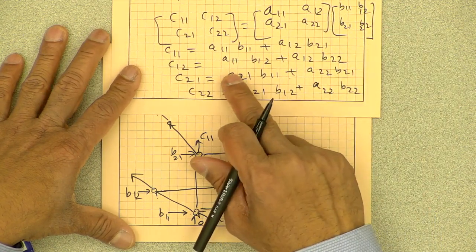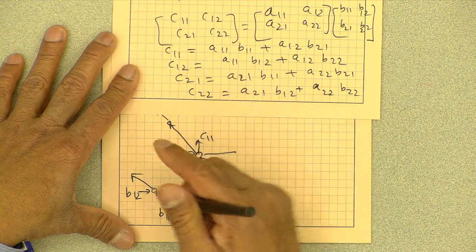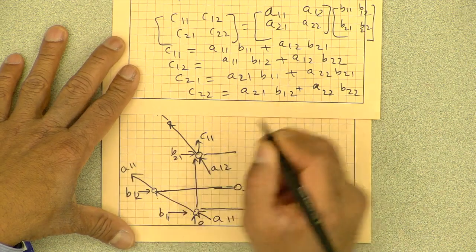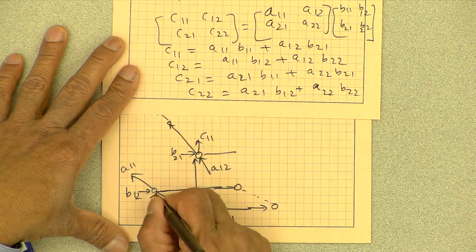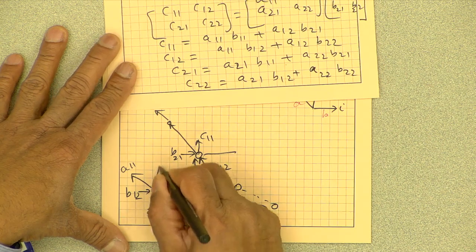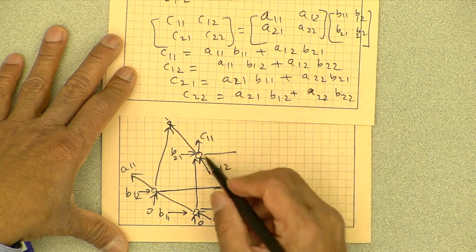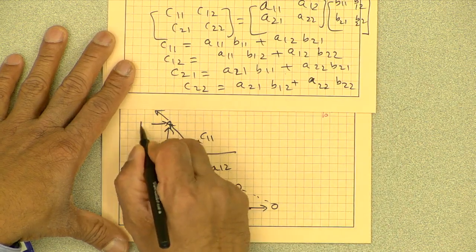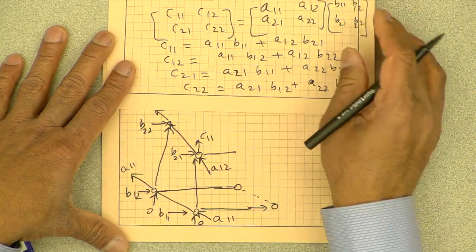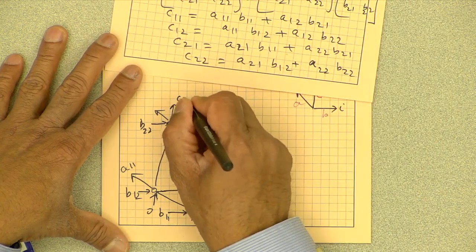Okay. C12 is A11. So this is A11 going this way times B12, which is here. So 0 plus that plus A12, which reaches here, times B22. Okay, so that is going to be C12.